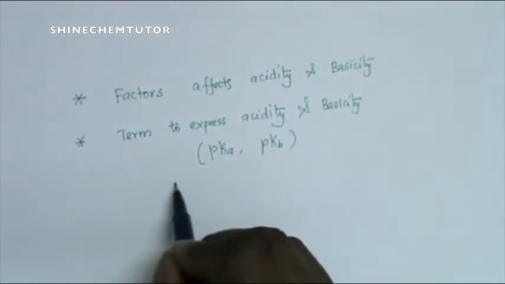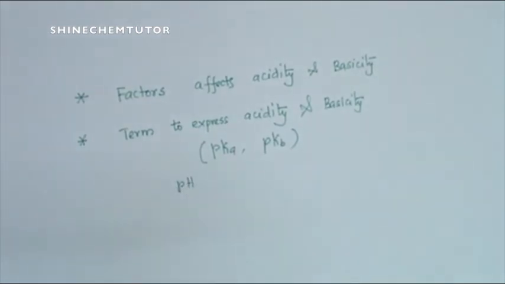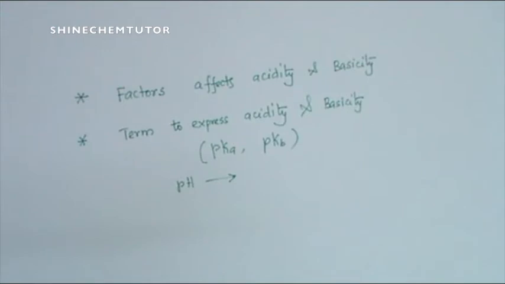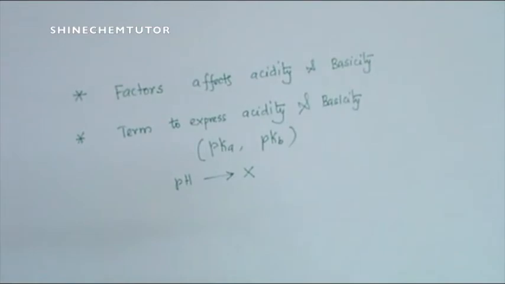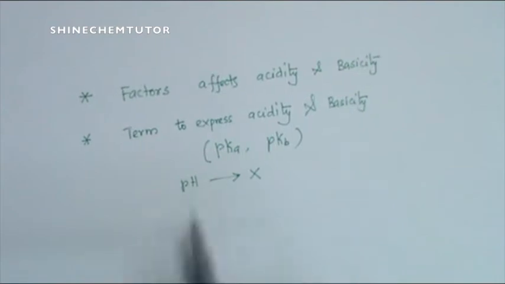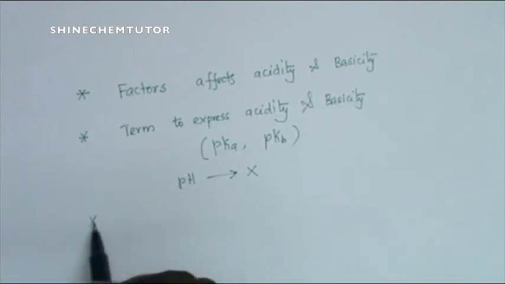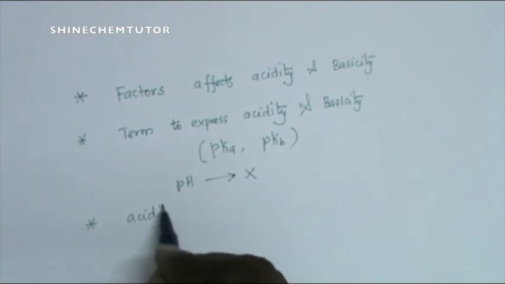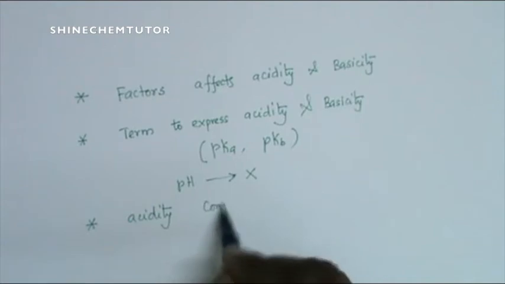Even though you can use pH to express the acid and base strength, this pH can be used only for acid and base, not for acidic proton. Because of that, pH is not commonly used in organic chemistry. We go for pKa, which can be used for acid as well as acidic proton and bases. So pKa is more general compared to pH. And the third, we are going to discuss the acidity of conjugate acids.